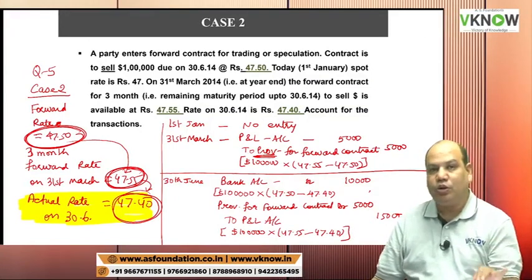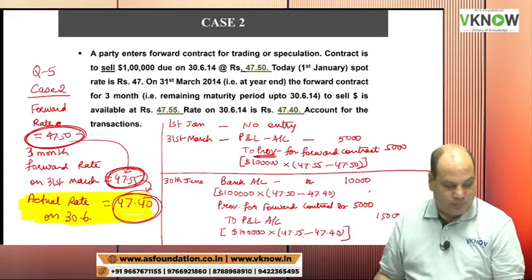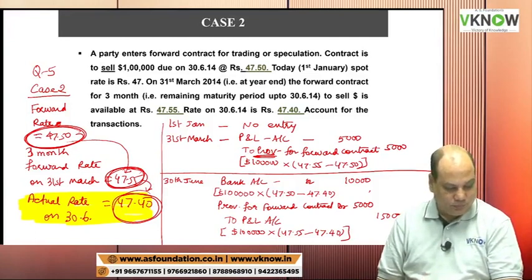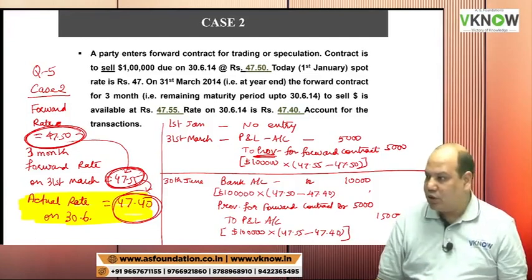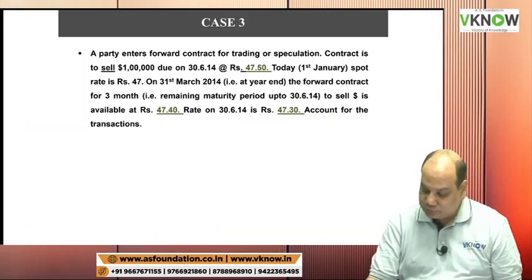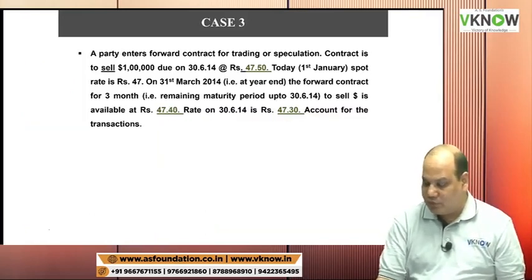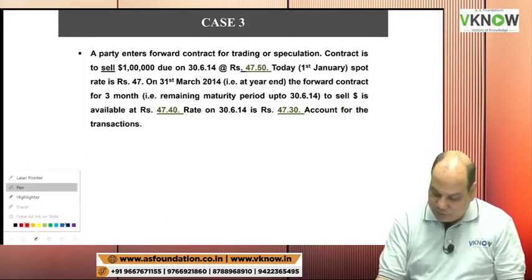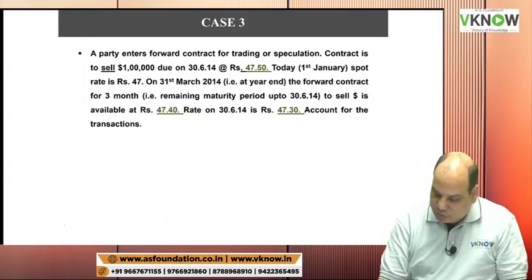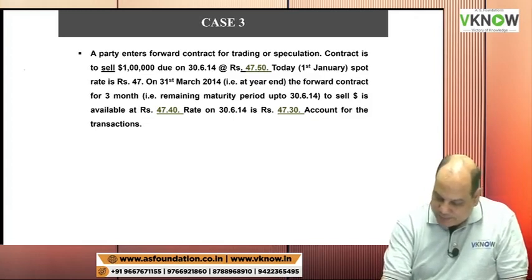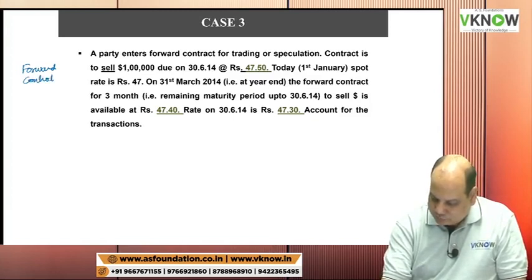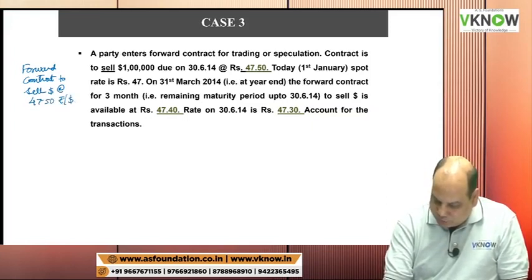First, it will go down and then it will go up. That is also possible. So student will now write case number 3. Case number 3, you write down like this: forward contract to sell dollar at 47.50. This is same.